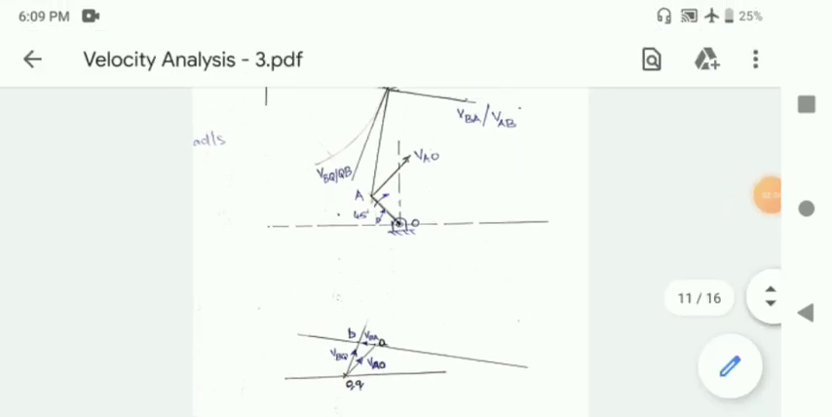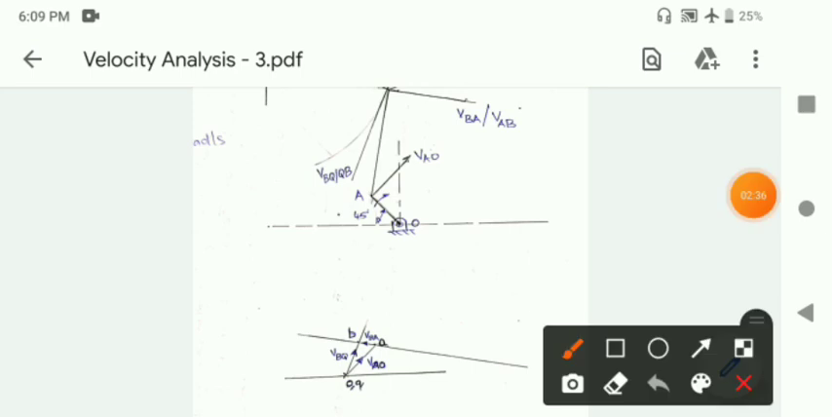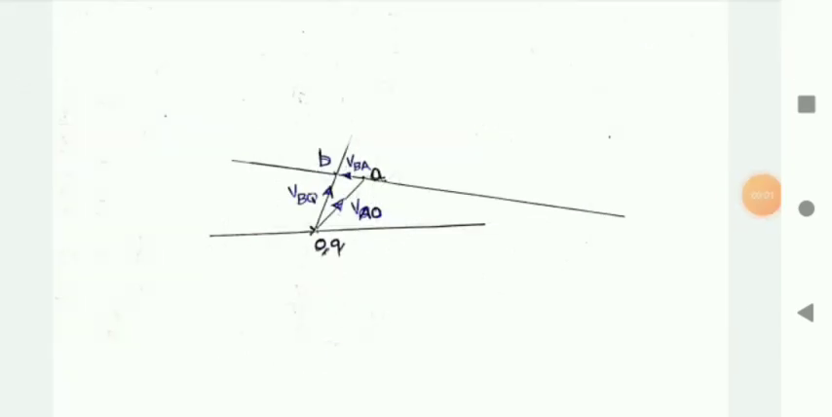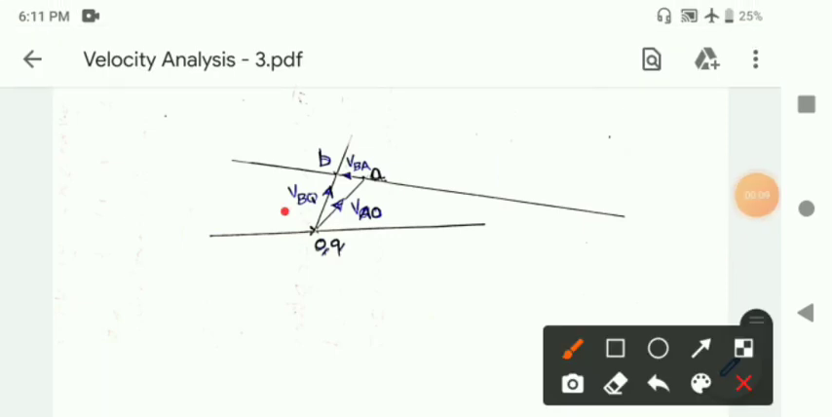So this line is the line that is parallel to the line of action of B relative to Q, and that line will meet the line from A, and that meeting point will be B. Okay. Please note how the designations are made, how the directions are indicated, and based on that direction how each velocity is designated.